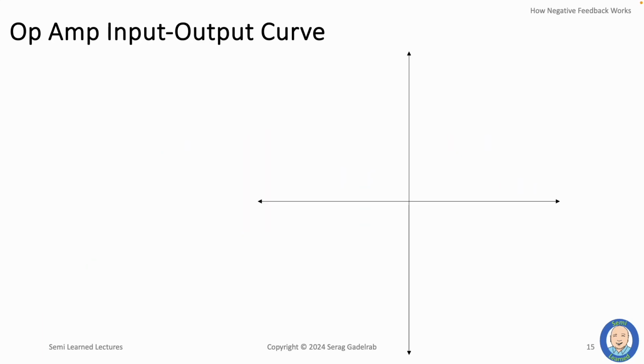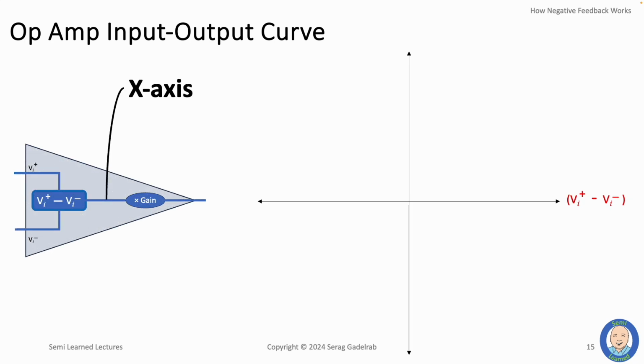To understand how the negative feedback works on an intuitive level, we must first get acquainted with the op-amp's input versus output curve, which we will draw on this graph. On the x-axis, we represent the result of subtracting the two input voltages, and peeking inside the op-amp, we see that the x-axis captures the voltage at an internal point in the op-amp right after the subtraction happens. So, if the positive input has a higher voltage than the negative input, we're going to be on the positive side of the x-axis, and vice versa. The y-axis is much simpler. It's just the voltage output of the op-amp, and the voltage output is generally called V sub out or V sub O.